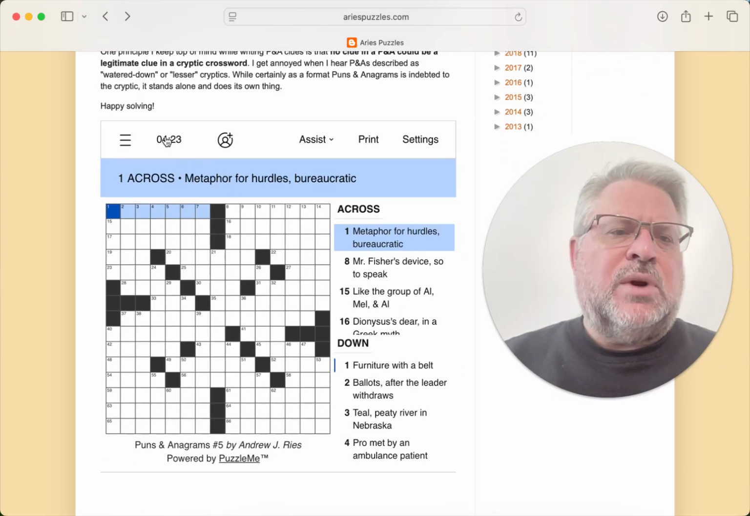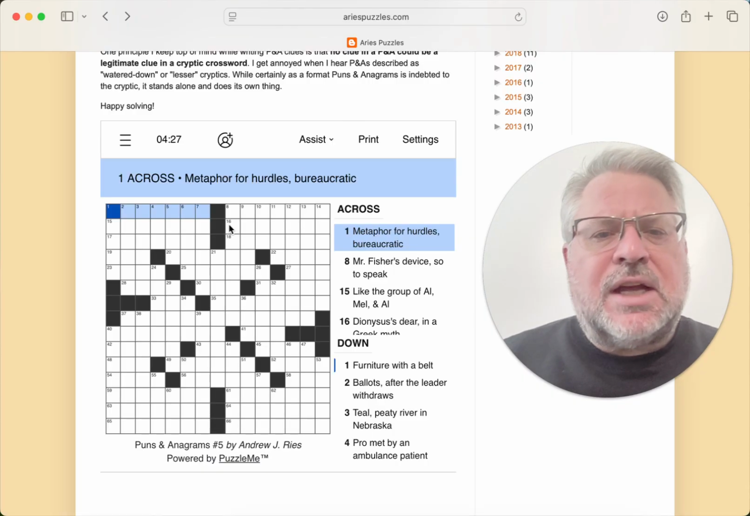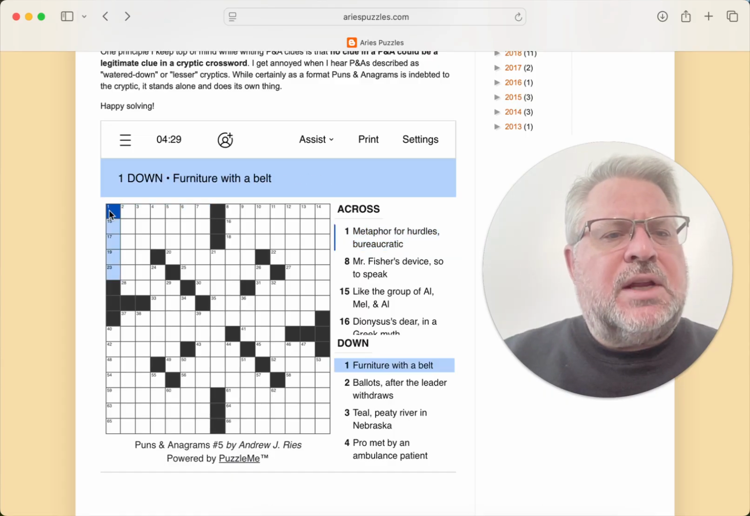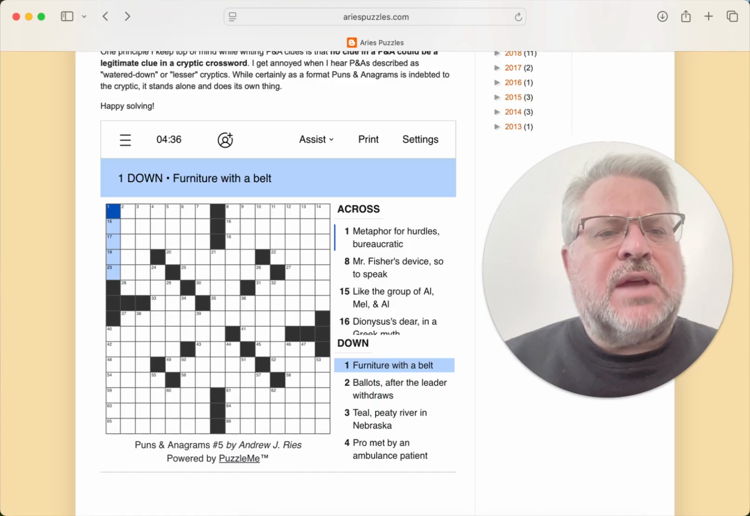We've already got 4.5 minutes off the clock as I set up the screen and did my little spiel that you just had to listen to. So let's see what we've got here. One across is metaphor for hurdles, bureaucratic. Don't know that. One down, furniture with a belt.